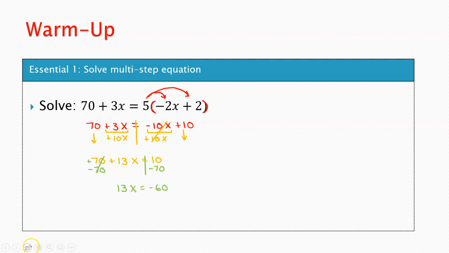All right, we have one more thing that we have to do here, and that is to divide both sides by 13, right? We're multiplying 13 times x, so we do the inverse, which is to divide by 13. All right, so x is equal to negative 60 over 13. There we have it. All right, and again, we're going to leave it as a fraction. It does not divide nicely, so let's move on here.